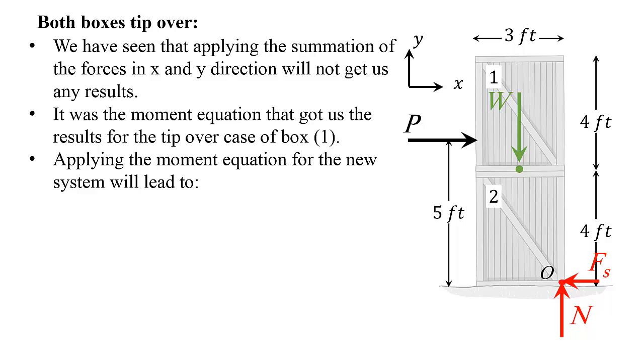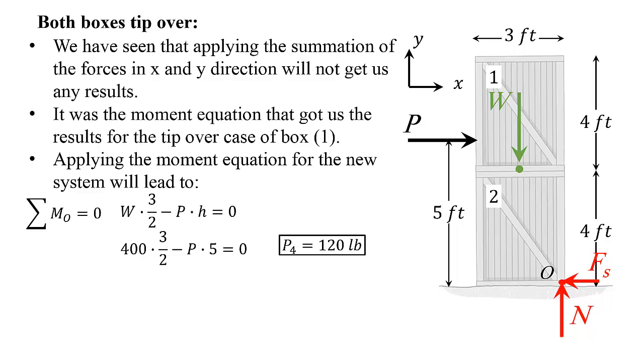Summation of the moments about point O should equal 0. So W multiplied by 3 over 2 minus P multiplied by H. Again, 400 for W now, because we are talking about two boxes tipping over, multiplied by 3 over 2 minus P multiplied by H. H in this case is 5. So P4 is 120 pounds. So these are the 4 cases or 4 scenarios that can take place for this system.